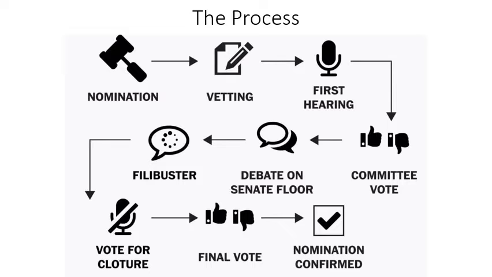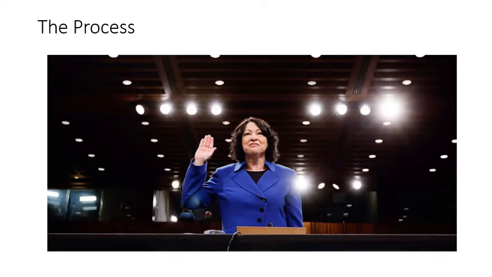During the hearings, witnesses for and against the nominee can present their views, and senators usually question the nominee about his or her qualifications, judicial philosophy, and so on. The Judiciary Committee then votes on the nomination and sends its recommendation that it be confirmed, rejected, or no recommendation to the full Senate. The full Senate then debates the nomination.